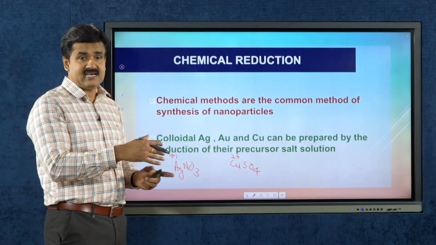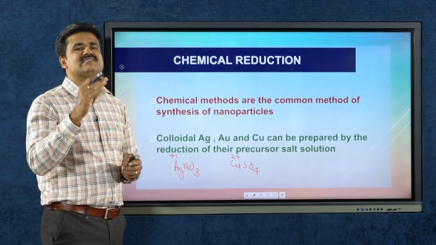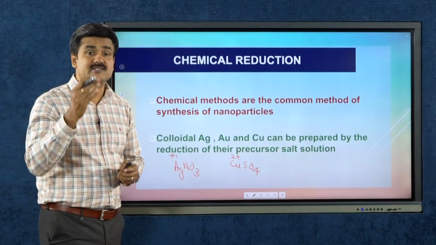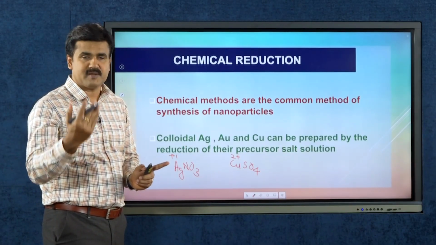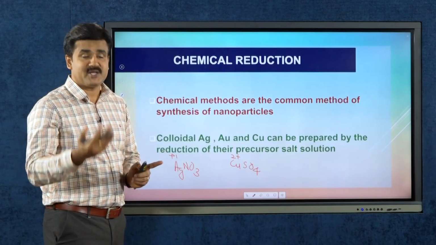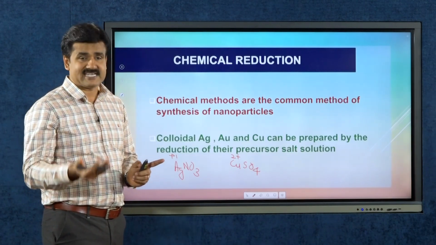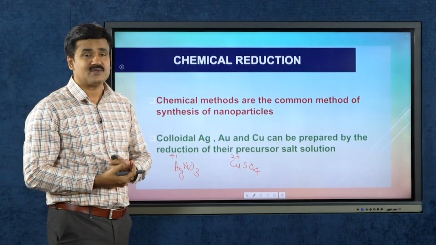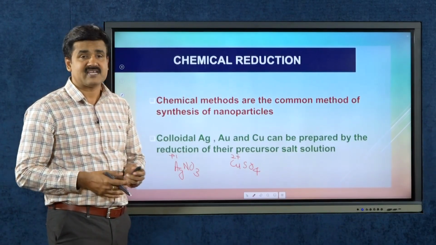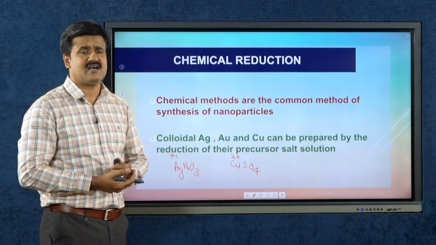So, here we have to begin from a suitable precursor salt solution of the metal whose nanoparticles are to be prepared, then add some reducing agent. Subjected to reduction, metal in the positive oxidation state is reduced to metal in the zero oxidation state. That is the procedure occurring here. We can illustrate with some examples also.